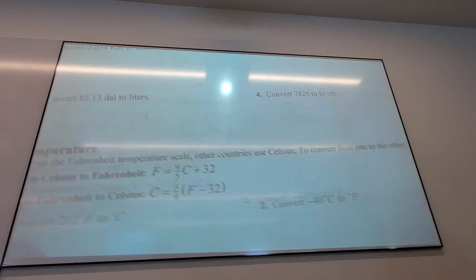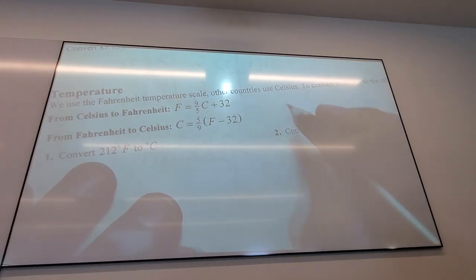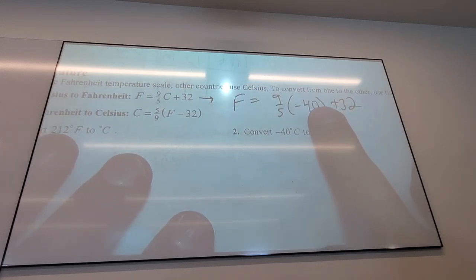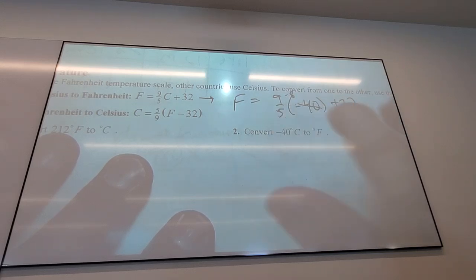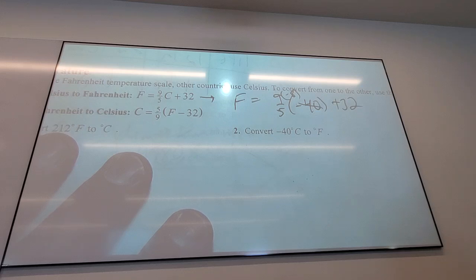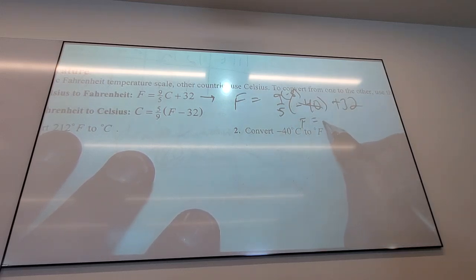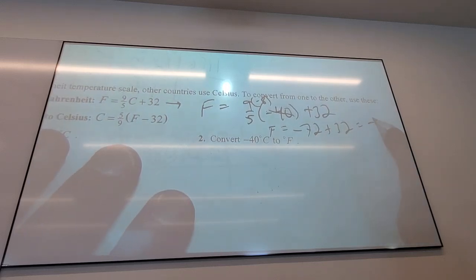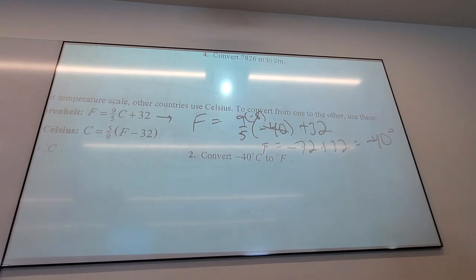So if I plug a 40 in, negative 40, sorry. What's negative 40 divided by 5? Negative 8. What's negative 8 times 9? What's 8 times 9? 72. What's negative 72 plus 32? Yeah, so negative 40 degrees is where both temperature scales match.